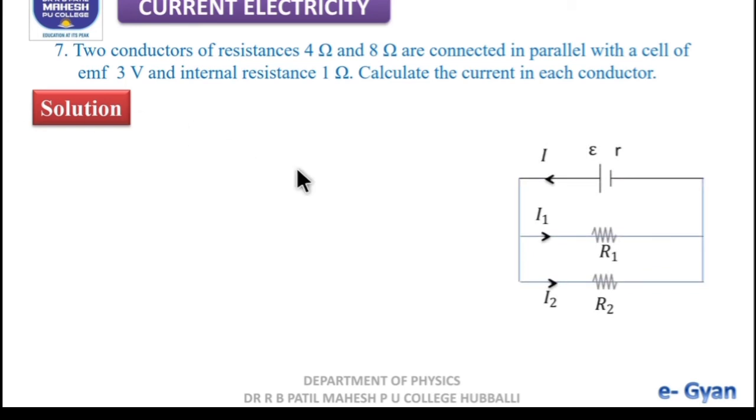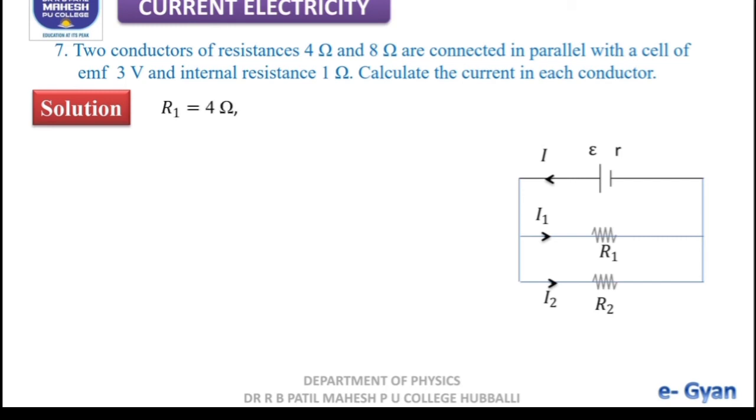We have a diagram here with two conductors of resistance R1 and R2, and this is the battery connected across the parallel combination of these two resistors. The battery produces a current I, and when it reaches this point, a part of the current flows through R1 and the remaining part flows through R2. Current flowing through R1 is given by I1 and current flowing through R2 is given by I2. Now let us find the value of I1 and I2.